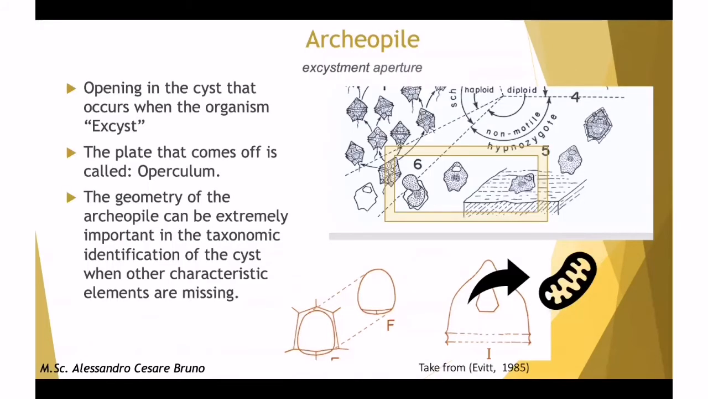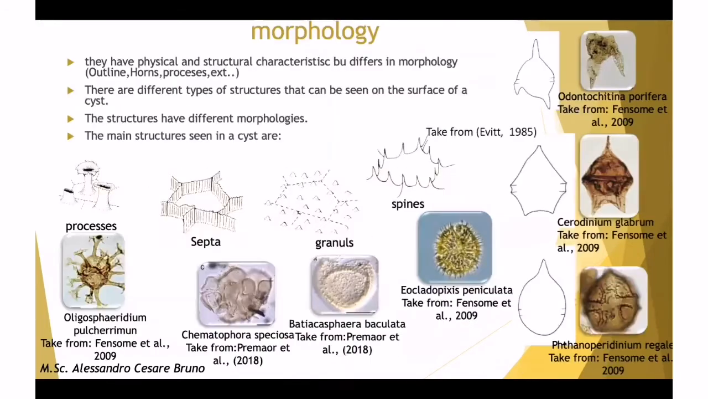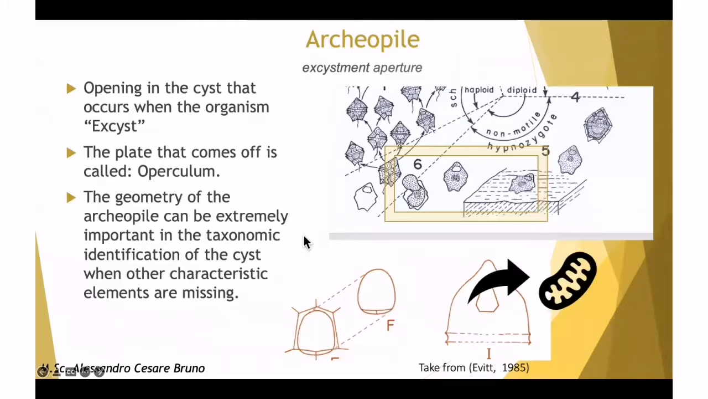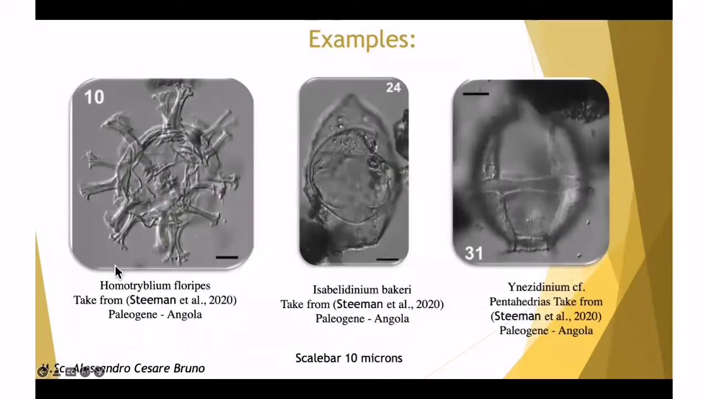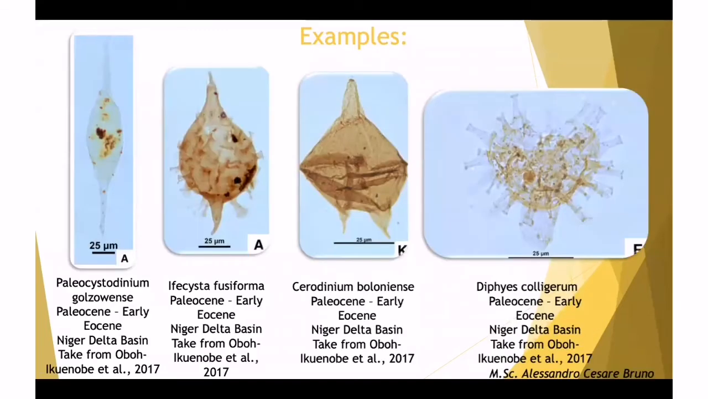So as I told you before, the study of the morphological structure is very important for the taxonomic identification. If you want to give a correct name to the species that you are studying, I hope you get the concept. And here there is another example, also from your continent.